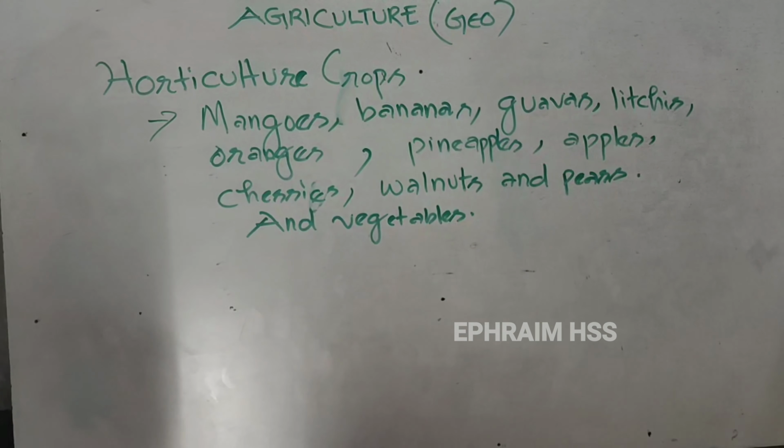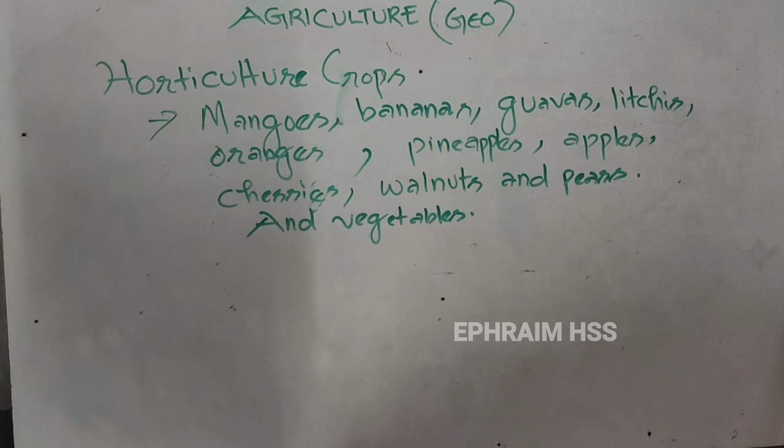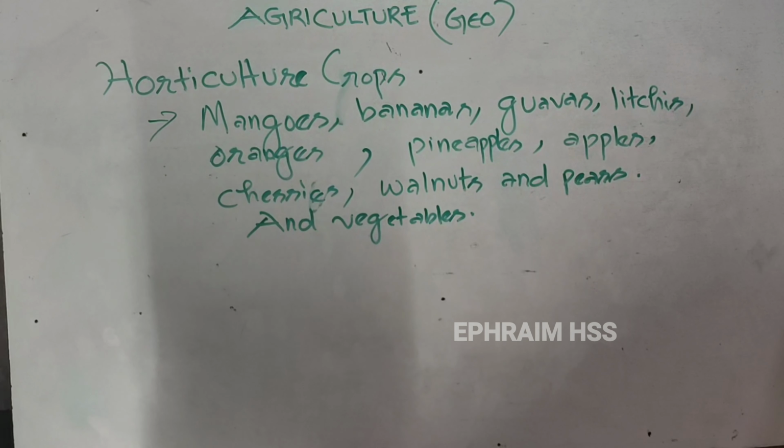And pineapples are grown abundantly in Meghalaya, while grapes are cultivated in Andhra Pradesh. The hill slopes of Himachal Pradesh and Jammu and Kashmir yield the best apples, cherries, apricots, walnuts and pears. And as far as vegetables are concerned, they are grown in almost all the states of India.